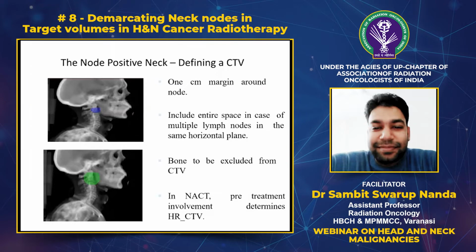However, when the nodal size increases, as we have seen previously, the chances of extracapsular extension increase. Even with a 1 centimeter node, the chance of extracapsular extension is roughly around 30%. So we have to take that into account, and the entire space has to be contoured. If the patient has received neoadjuvant chemotherapy, even if at the time of the RT planning scan we see no neck node or the node has resolved, we still have to take the pre-NACT imaging into account and make sure that we cover the nodal volume.